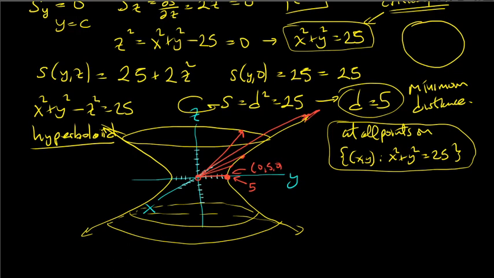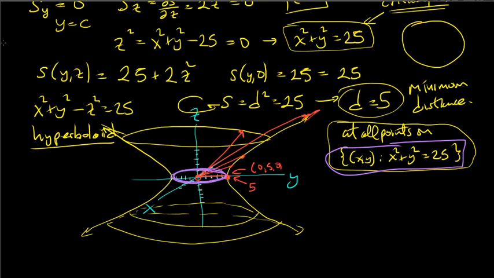But remember, this is a surface of revolution. So this circle that I talked about earlier, that's this circle right here, and the radius is 5. So all points on the hyperboloid, on this circle here, give you the minimum distance, which is just 5 units.